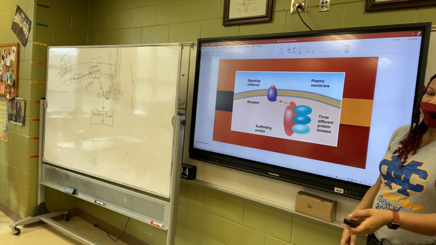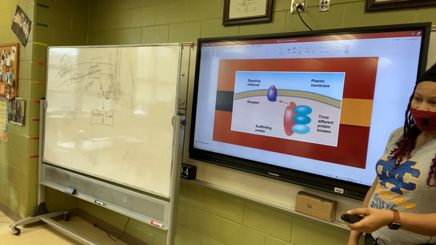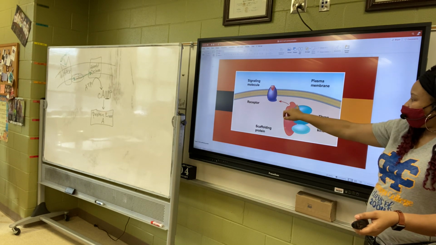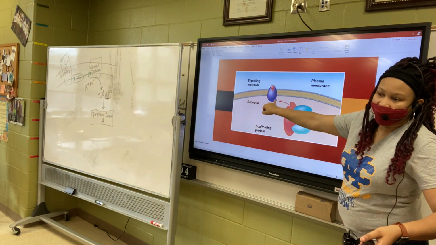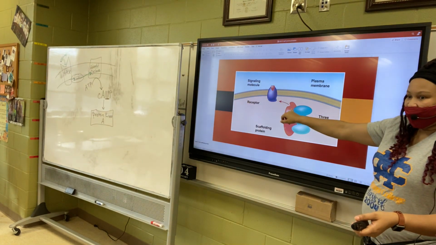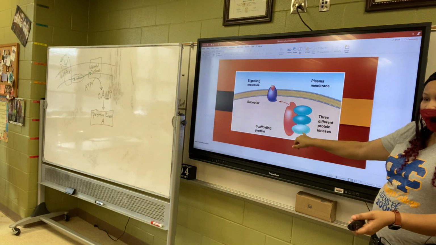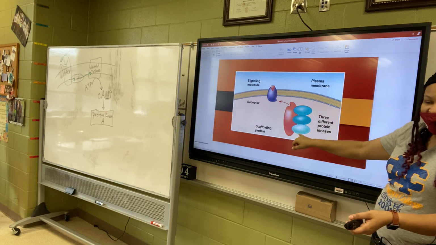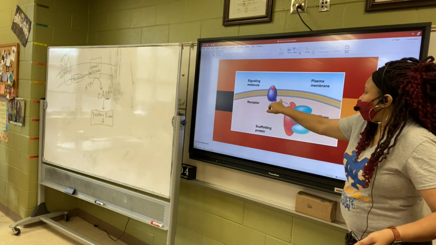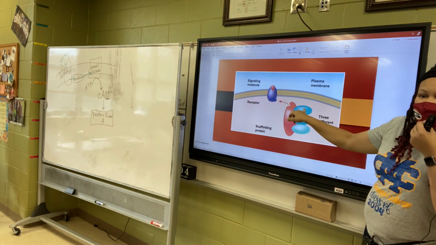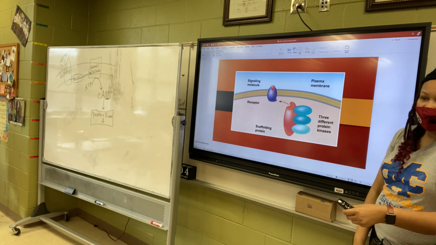Scaffolding protein is the cell's alternative to using an RTK. A scaffolding protein is a protein that can be activated by a receptor, and then it itself can have different relay proteins, different protein kinases that actually trigger different cellular responses. So once it's activated, it activates different responses. It's like proteins in a protein.